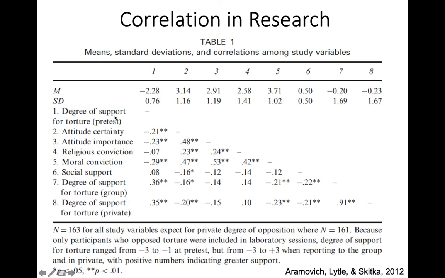This is a study I did, by the way, a long time ago now, but I was interested in whether people change their mind about different political policies when confronted with a group of people that either agree or disagree with them. Anyway, one thing that we measured was the degree to which they support whether it's okay for a government to use torture. And so that's variable one. And then going over to column, variable one is also degree of support for torture.